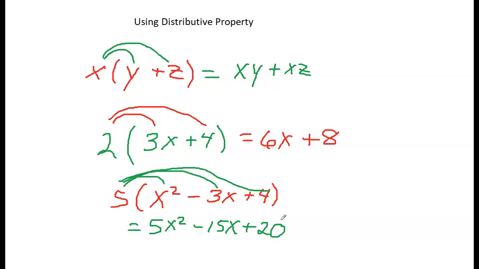So remember, what was originally a negative stays a negative. What was originally a positive stays a positive. Now, the only time signs would change is if this number out front were a negative. Then it would change the sign of everything inside. Okay?